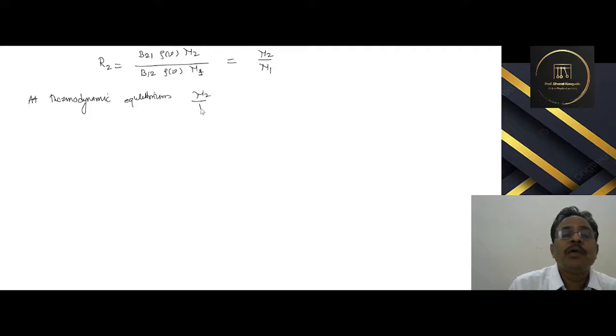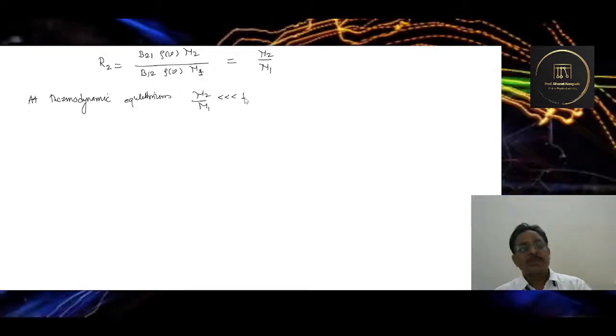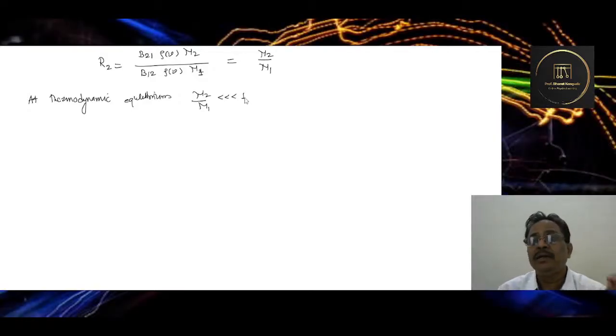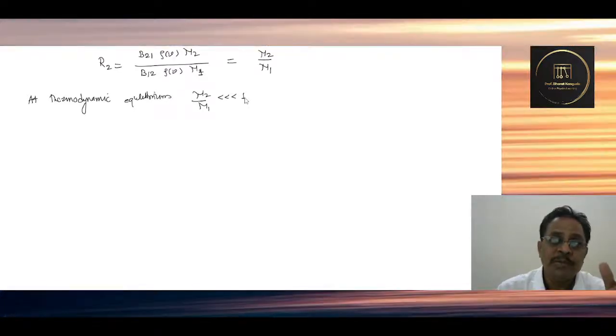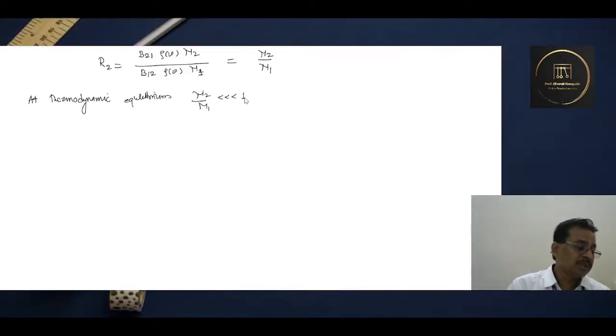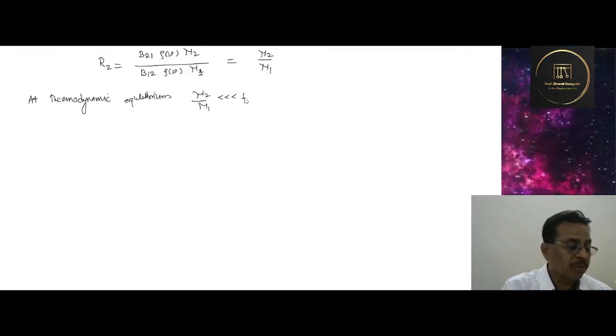This N2 upon N1 is much less than 1, because a lot of atoms try to remain in the ground state. They don't want to live in the excited states, or whichever of them have gone there by some means, they immediately try to come back to the ground state. This is the natural tendency, and that's what thermodynamic equilibrium is. N2 is always much smaller than N1. Therefore, N2 upon N1 is much smaller than 1, and that is how R2 is much less than 1, as shown by this equation.